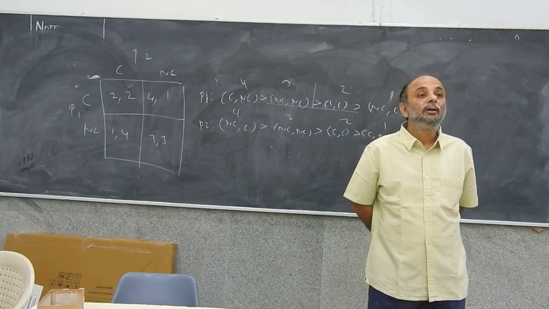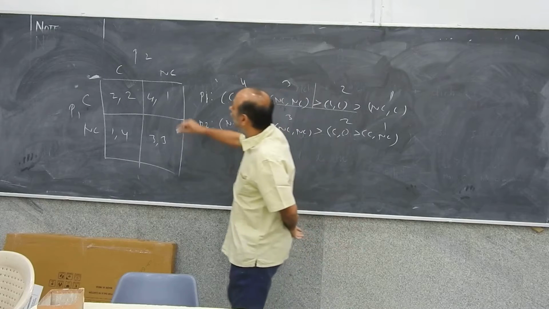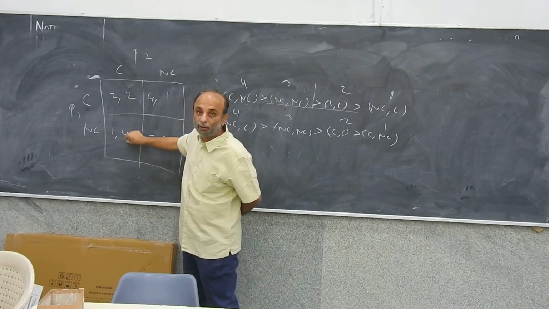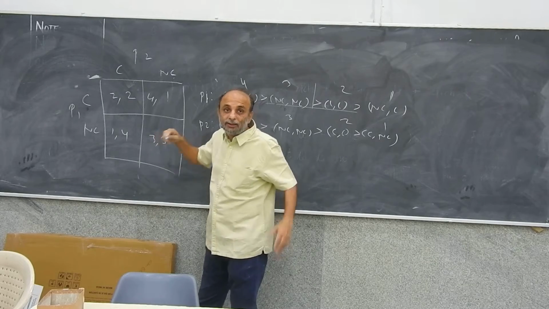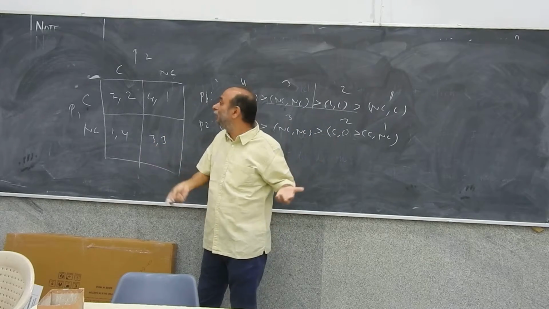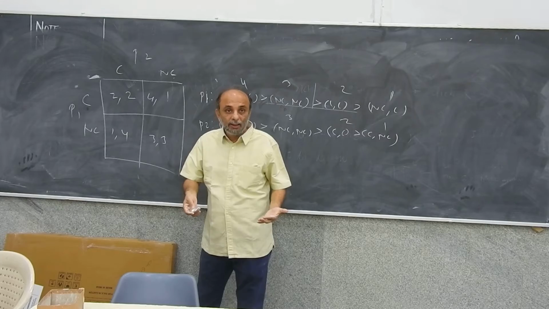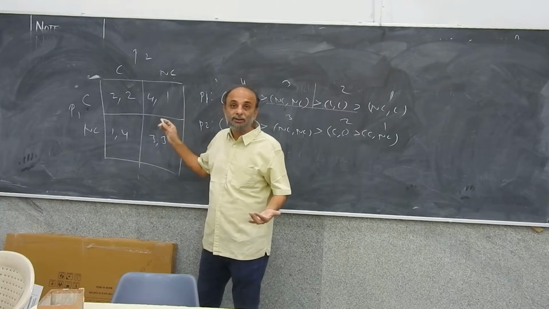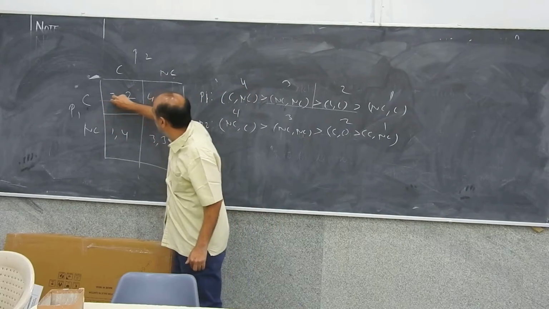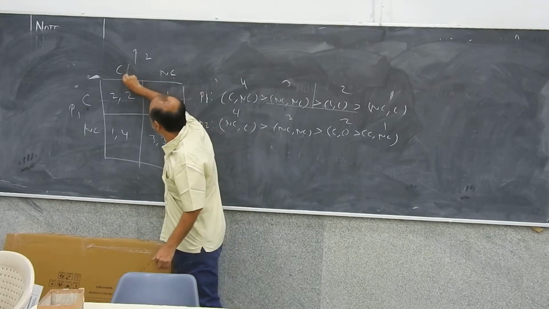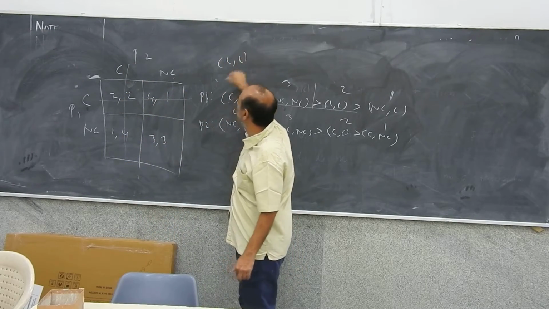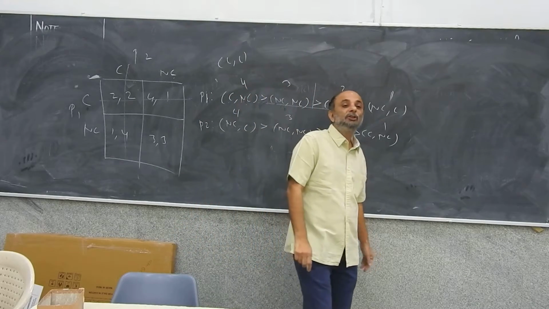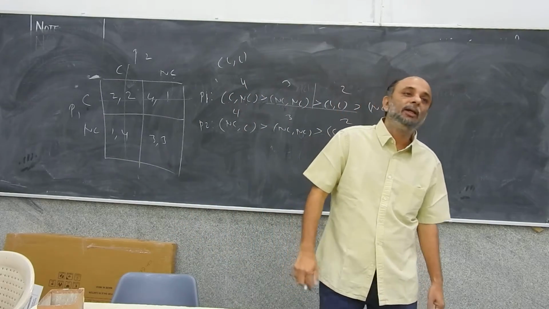Yes. C. Because by choosing C he gets either 2 or 4. By choosing NC he either gets 1 or 3. So it's a mirror image really. Player 2 is better off choosing C no matter what player 1 does. So we'll assume that player 1 will play C, player 2 will play C, and the equilibrium of the game will be CC. This is called a dominant strategy equilibrium.